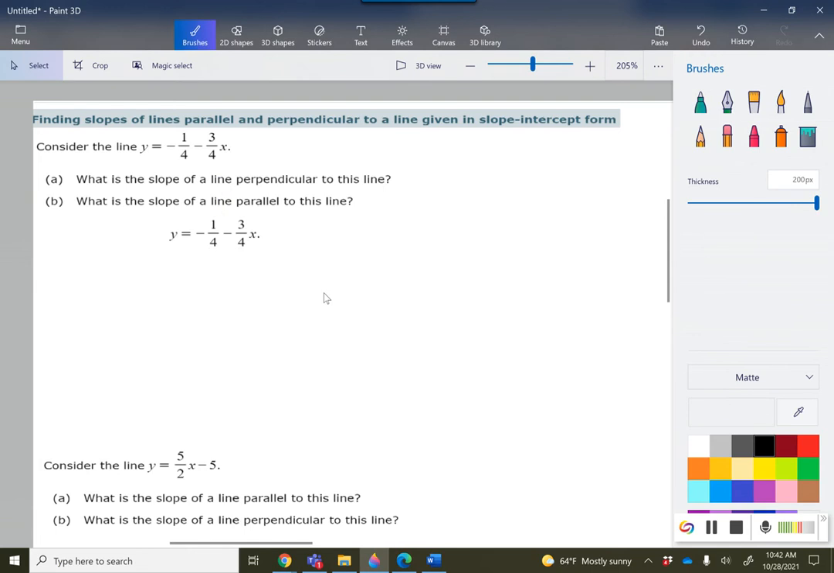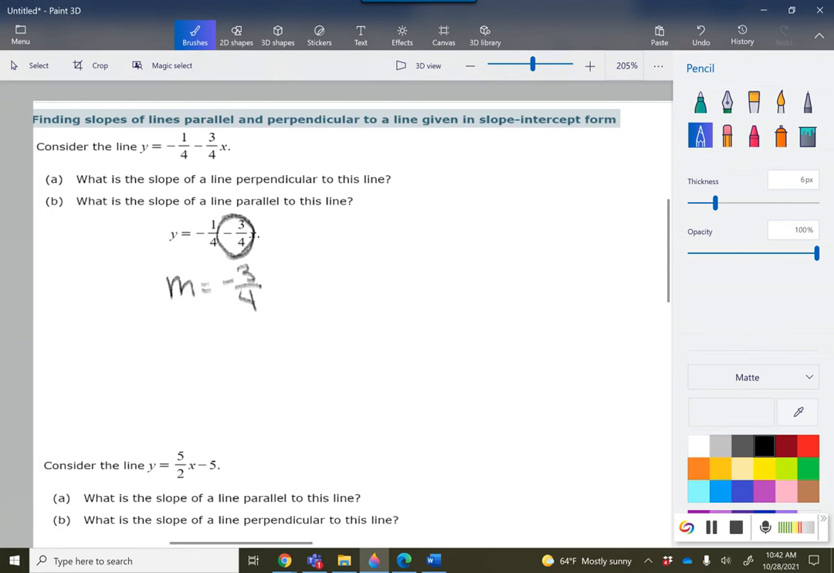Now, the trick here is you have to make sure you truly understand y equals mx plus b. M, your slope, is always going to be the number in front of x. It's not always the first number, but it's always the number that is right in front of x. So that's going to be negative 3/4. It includes its sign. So the slope of the original is negative 3/4.